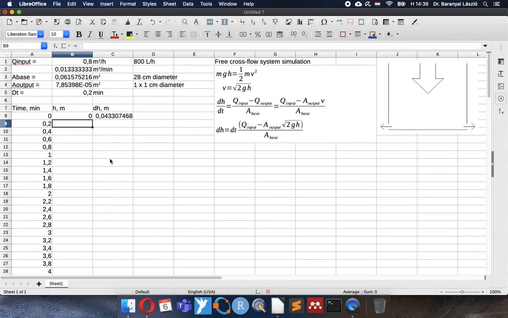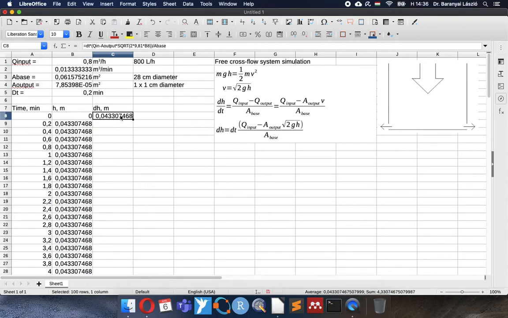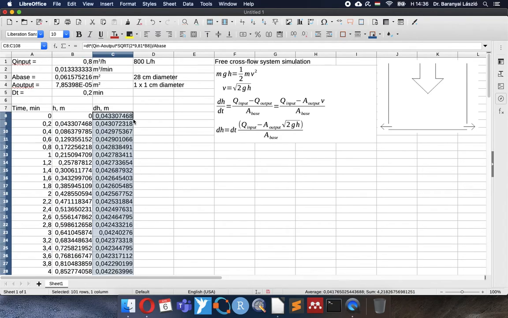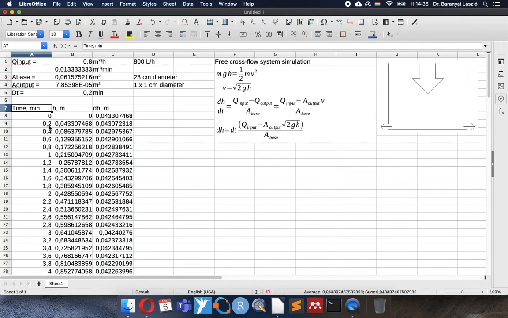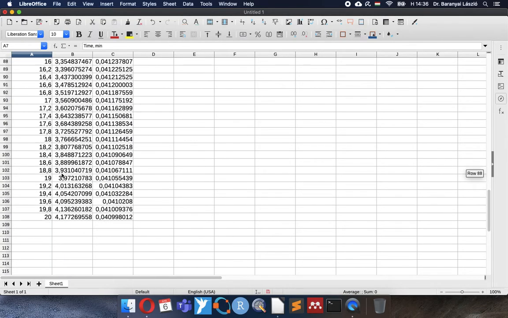Now, how comes the next time step? For time step 0.2, we can calculate the water level as the previous one plus the calculated change. So now I can copy down, and of course I will copy with double click these two. Now we can see how it will finish.